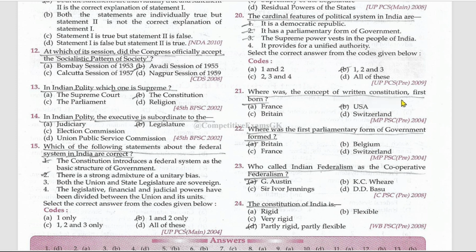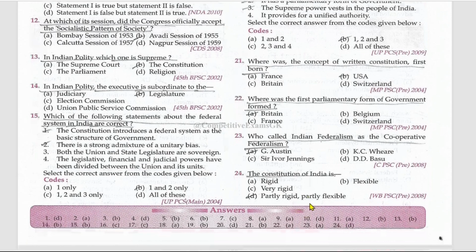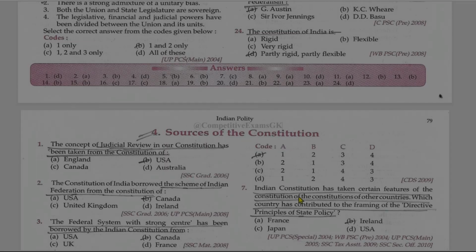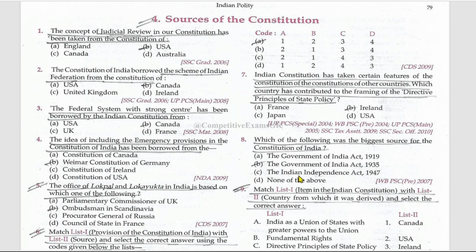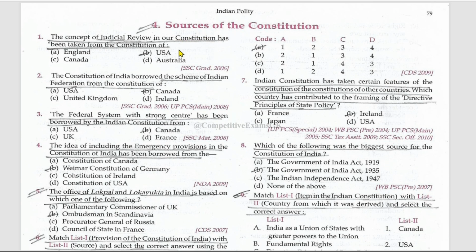Where was the concept of written constitution first born? United States of America. Where was the first parliamentary form of government formed? Britain. Mention in the comments which country has the longest written constitution. Who called Indian federalism the cooperative federalism? Granville Austin. The Constitution of India is partly rigid, partly flexible. Next chapter: Sources of the Constitution.